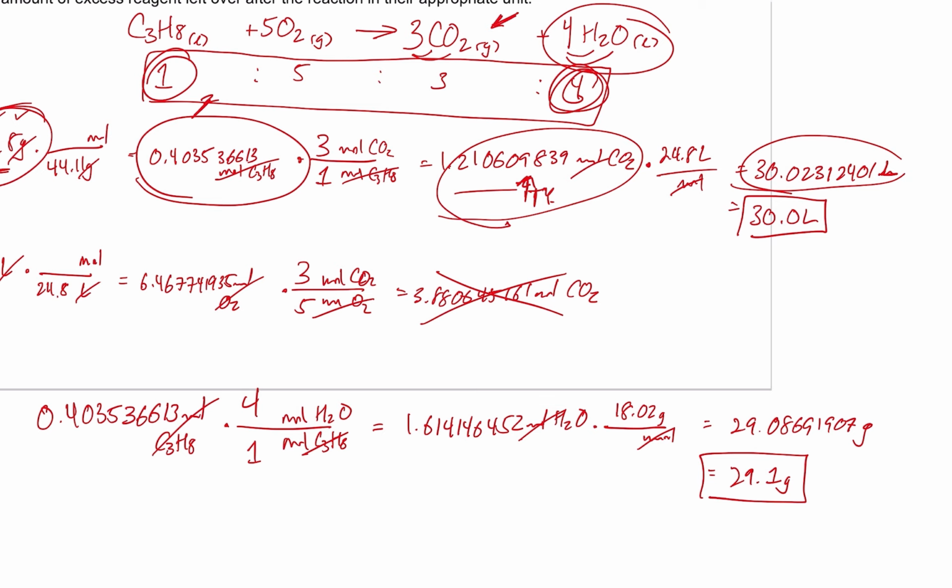That's it. Okay, so if we ever need to find another product, once we find our limiting reagent, we always use that value for the limiting reagent to base all of our calculations on.